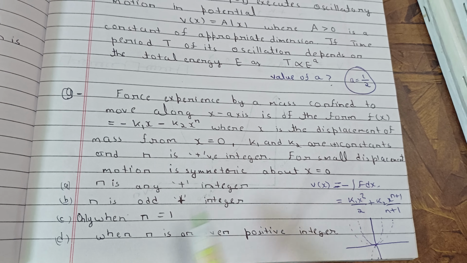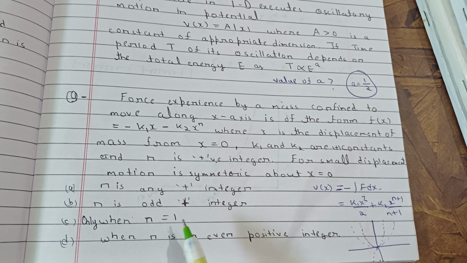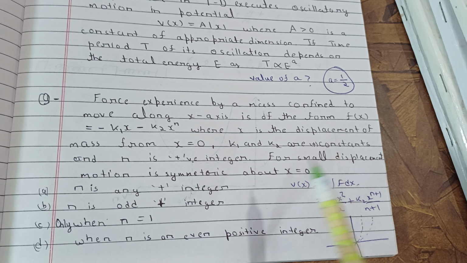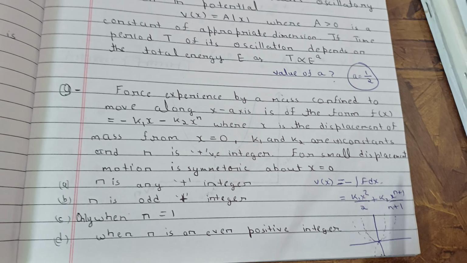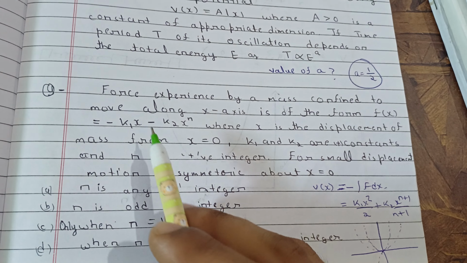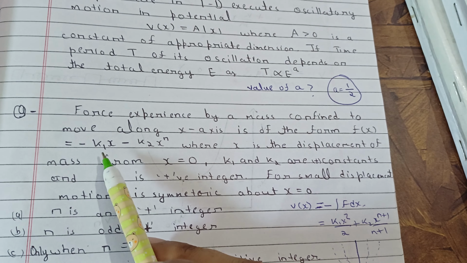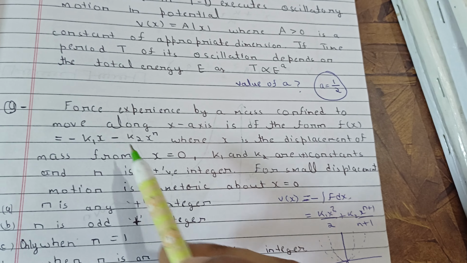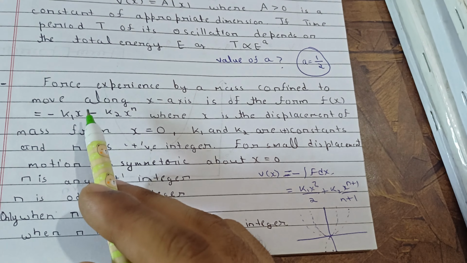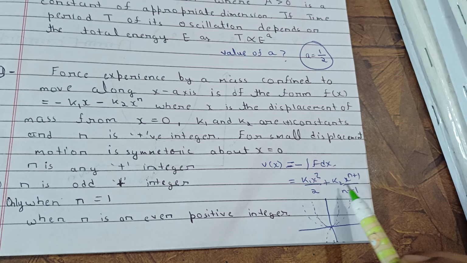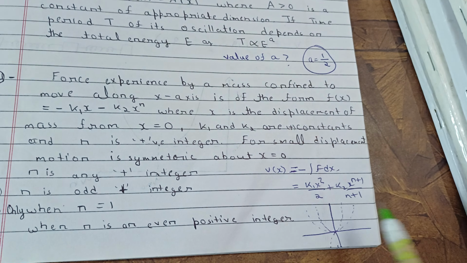So n can be any positive integer: n is an odd positive integer, only when n equal to 1, or n is an even positive integer. So when will this system be in symmetric oscillation? First, this potential should be a bound motion, only then this is possible. So this is the force. What is the potential? Potential will be minus the integral of F dx. So the integration of this will give you k1 x square by 2 minus k2 x to the n plus 1 divided by n plus 1.